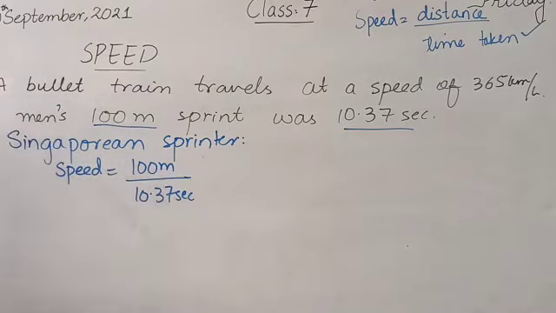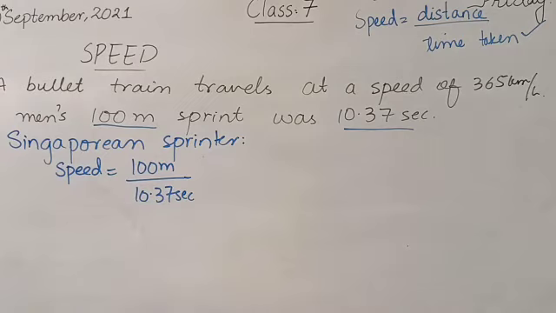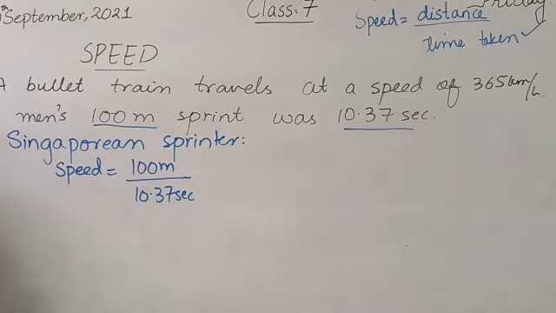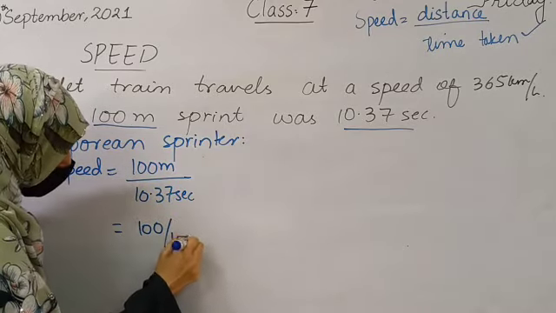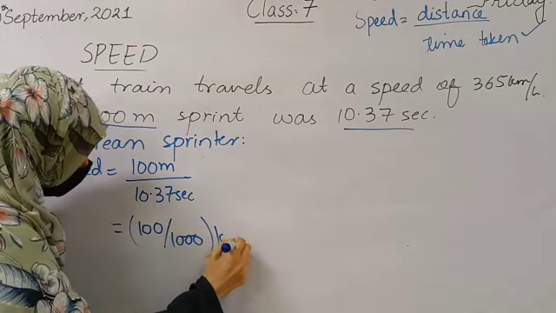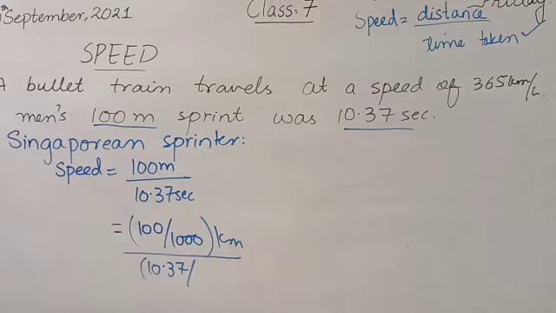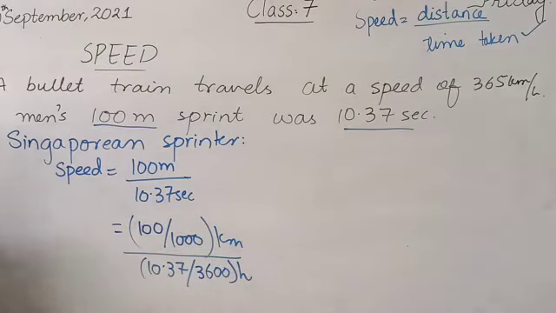Now this speed is given in kilometer per hour and this will be in meter per second. So convert the units to make the units equal. Meter into kilometer. What will you do? You will divide it by 1000, and to convert 10.37 seconds into hours, what will you do? You will simply divide by 3600. Now this is also in hours.